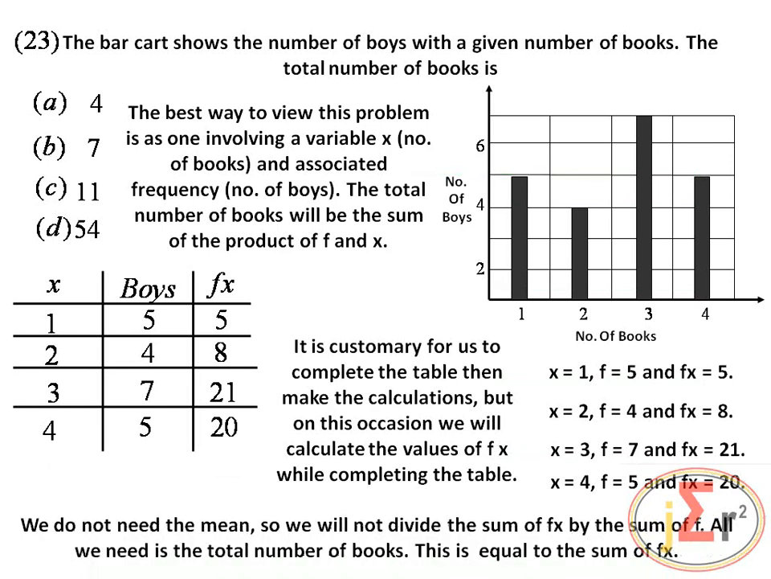We do not need the mean, so we will not divide the sum of fx by the sum of f, as is customary when we are finding the mean of a frequency distribution in statistics. All we need is the total number of books. This is equal to the sum of fx, which is, of course, 54.